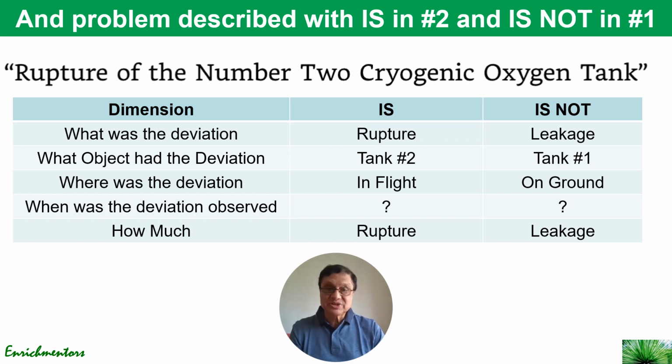Now, there wasn't much more that we could describe. It was a rupture, not a leakage, it was in flight, and it was tank number 2 versus where it could have been. It could have been tank number 1, but it did not happen there. It could have happened on ground, it did not happen, it happened only in flight. And it was not a small leakage, it was a rupture, a blast of the oxygen number 2 tank.